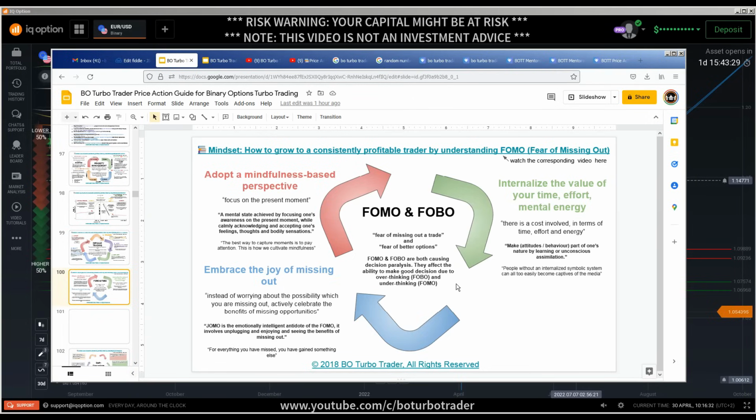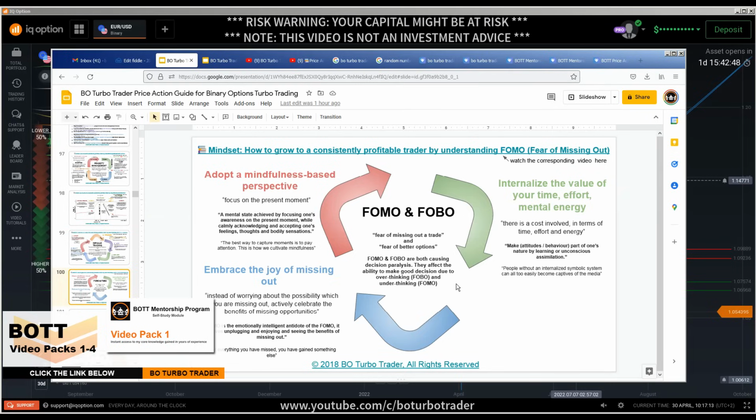So, how do you get out of this? Adopt a mindfulness-based perspective. That means be aware of the situation. Focus on the present moment. The first thing is, you don't have to think about the opportunities which you have not taken. Because if you think about the opportunities which you have not taken, which would have been good, you build up tension on you. You get frustrated because you say to yourself, what the hell? I have not taken this trade. It was in the money. So in this case, you will be building up tension, and that is not good.